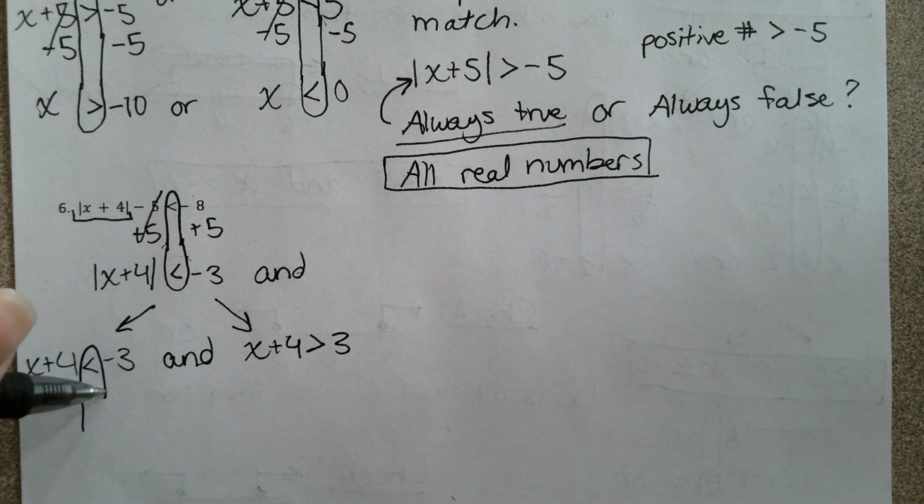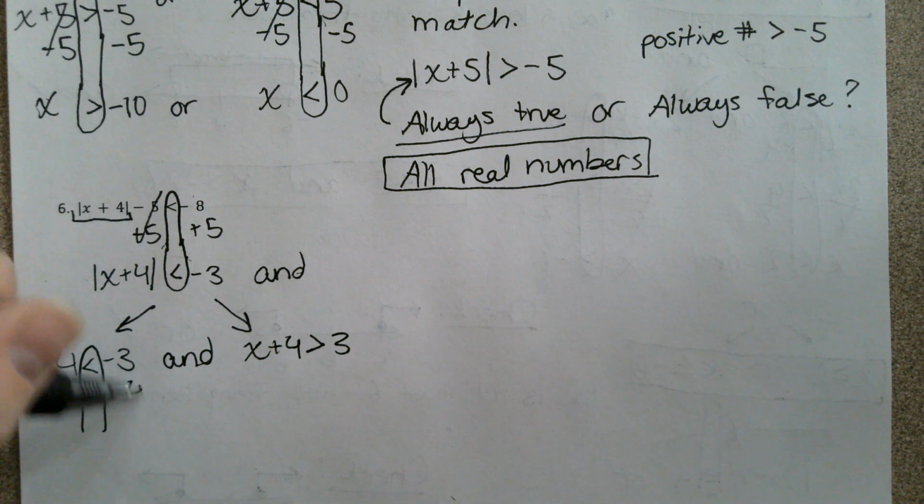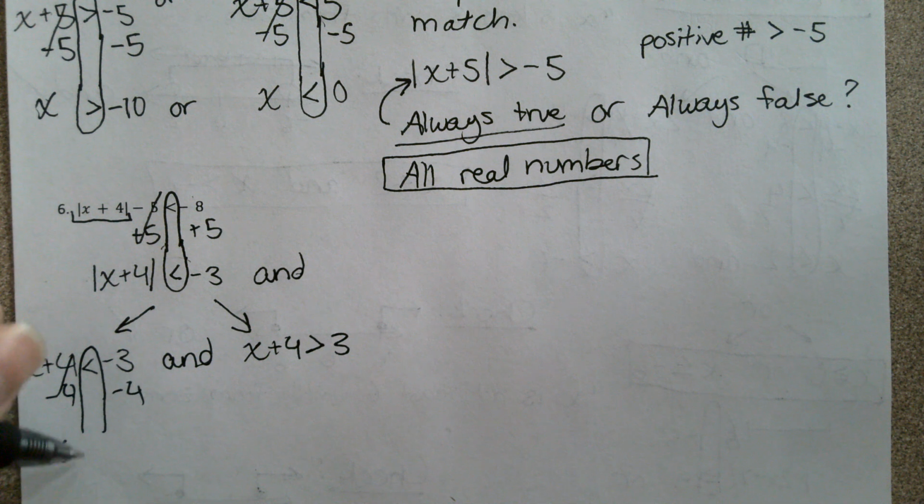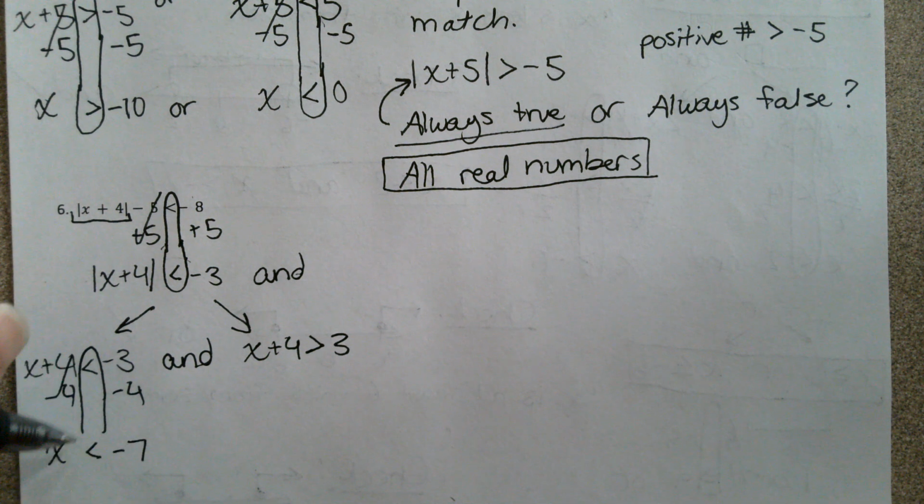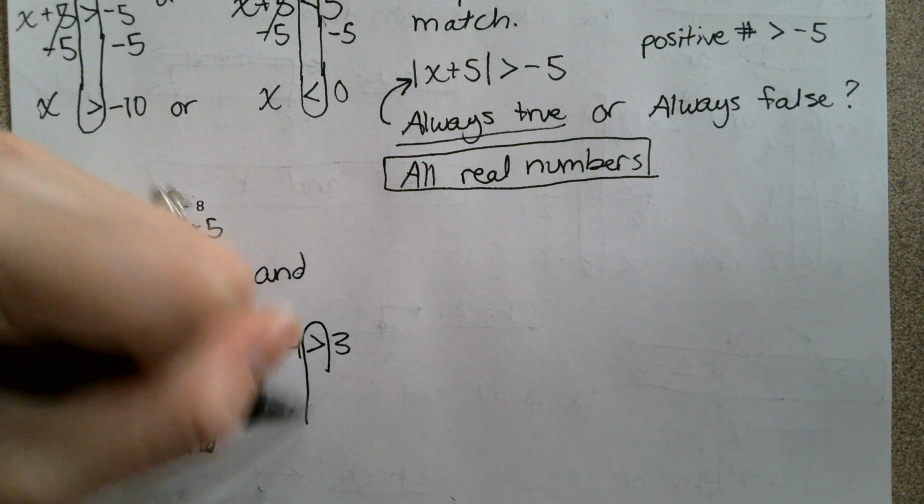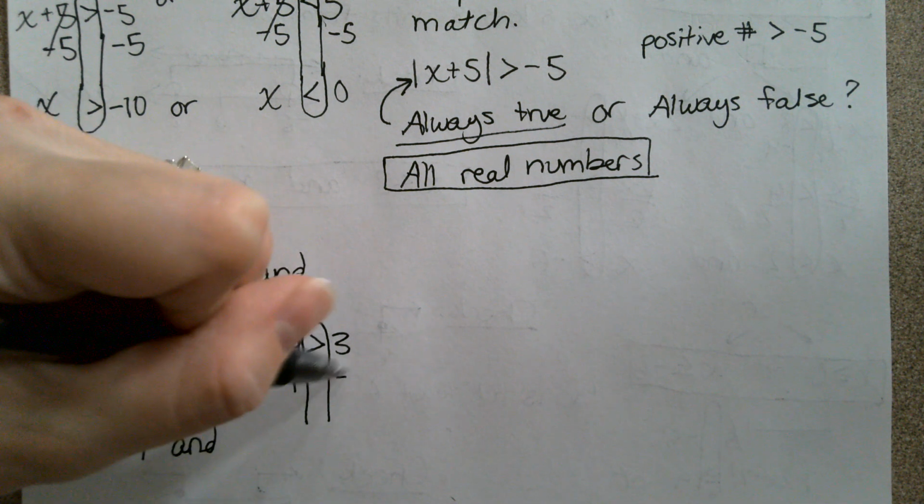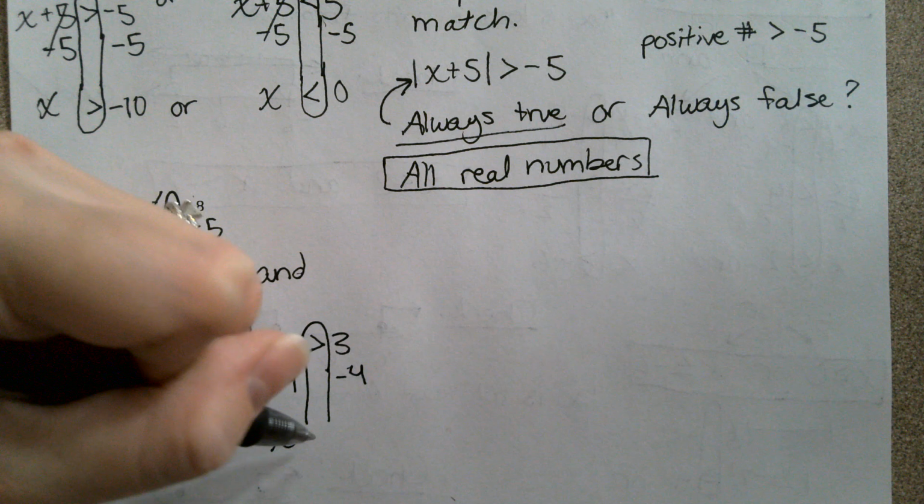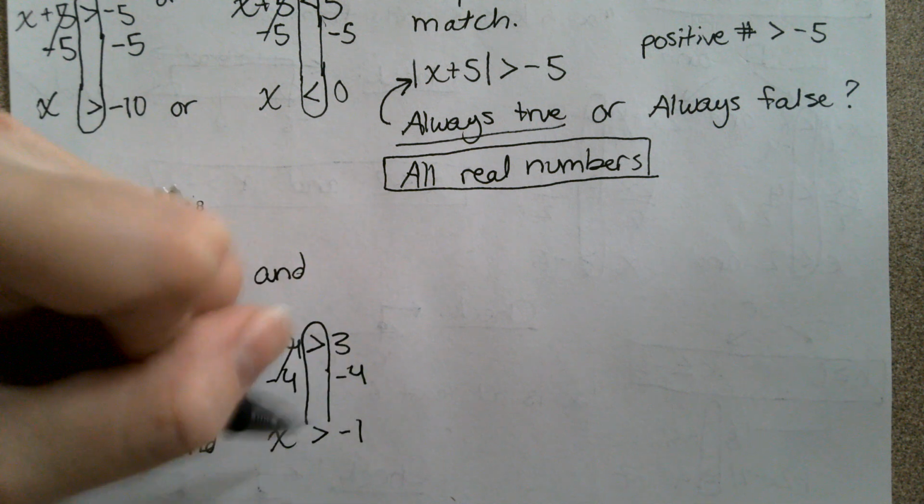Solve for x, it's just one step. Subtract 4 on both sides. X is less than negative 7. And x is greater than negative 1.